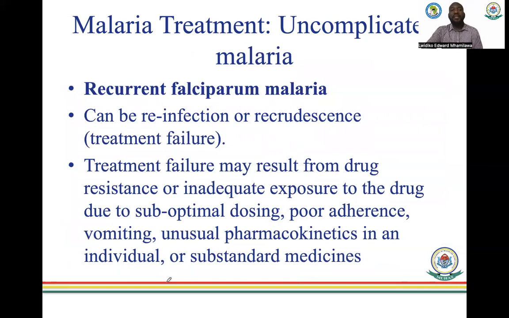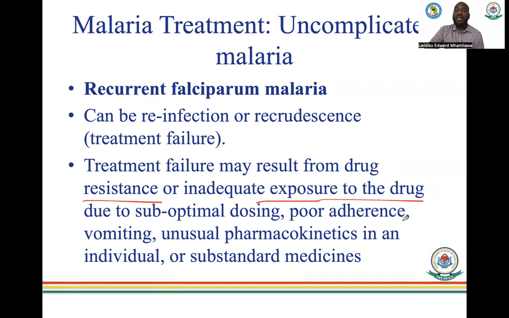Now, sometimes you might treat a patient that comes back with recurrent falciparum malaria, and this can be a reinfection, which is a new infection, or a recrudescence, which is treatment failure. It's the same infection that failed treatment and came back. Now, treatment failure may result from either drug resistance or inadequate exposure of the drug to the parasites, which is suboptimal dosing.